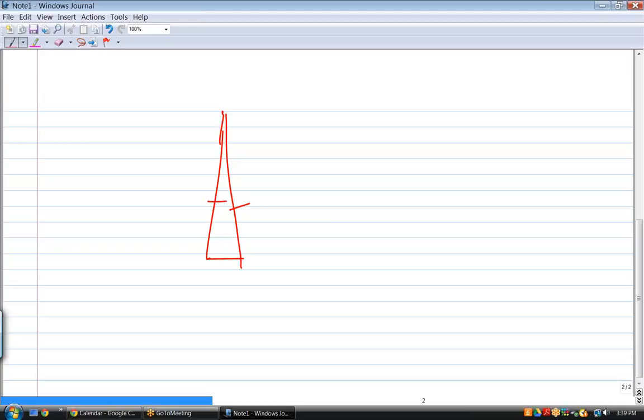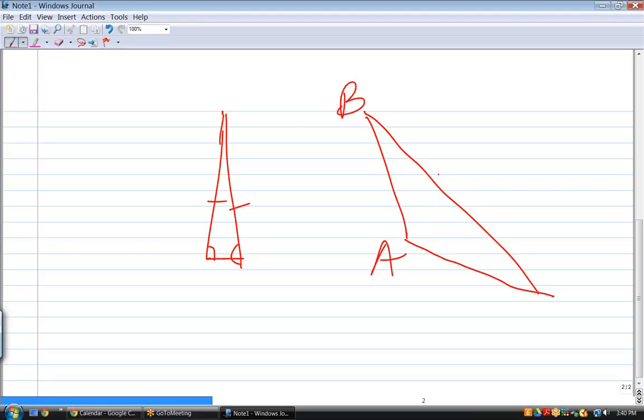Now, there's something very important about an isosceles triangle. It's not just 2 sides are equal. What else? The angles opposite each of those sides are also equal. Now, first of all, tell me if you have any problem whatsoever determining the angle opposite a side.